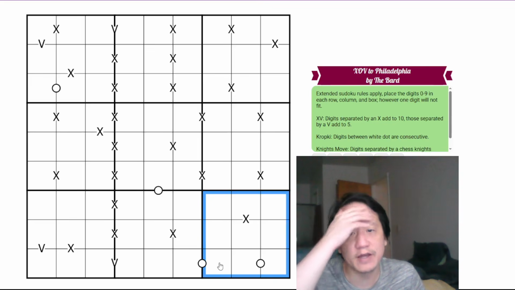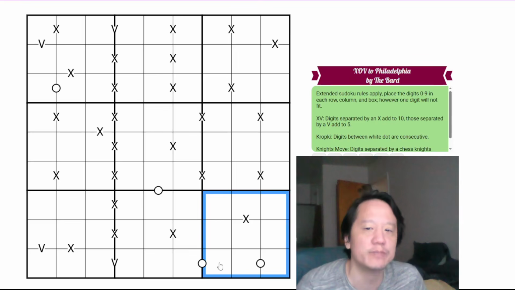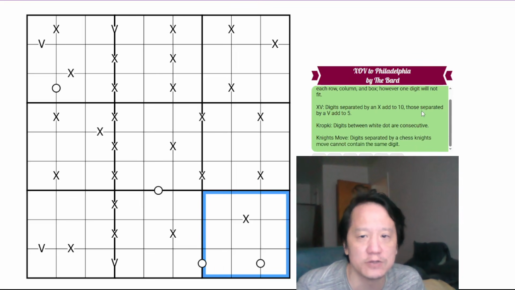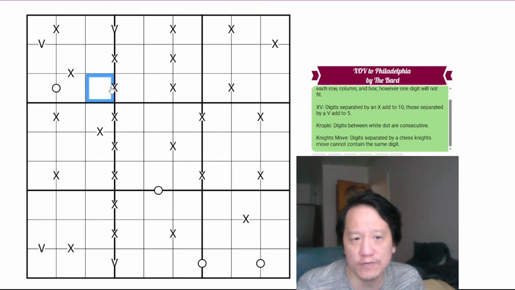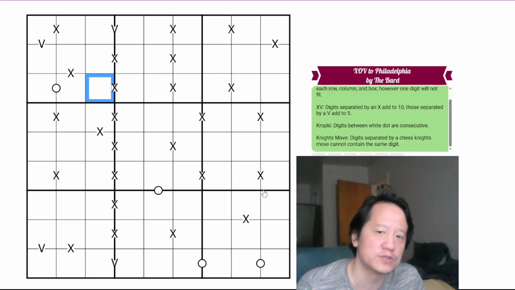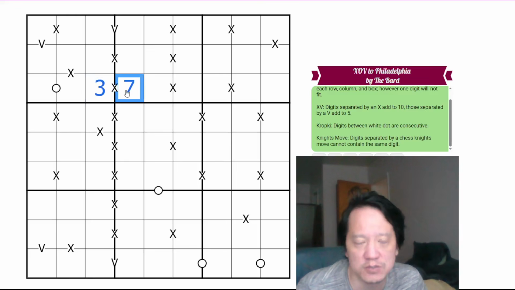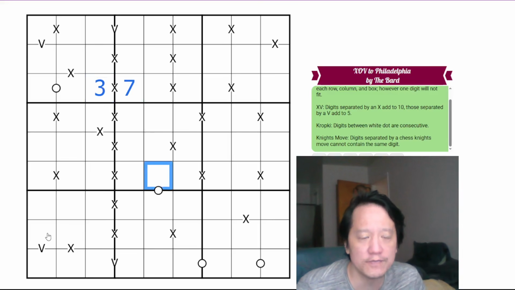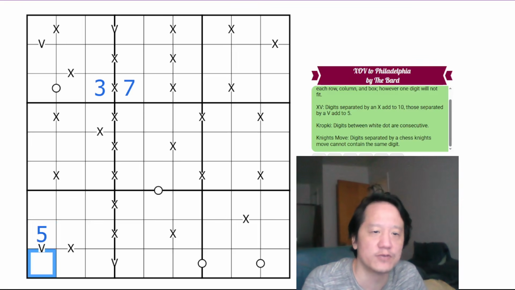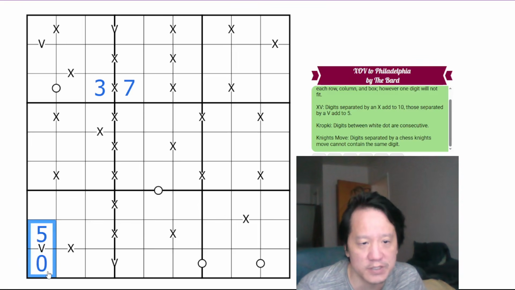Anyways, we have XV, where digits separated by an X add up to 10, and those separated by a V add up to 5. So, for example, if this were, say, a 3, this would have to be 7, because these two digits must add up to 10, because there's an X between them. And if this were, say, a 5, this would have to be 0, because these two digits must add up to 5, because there's a V between them.